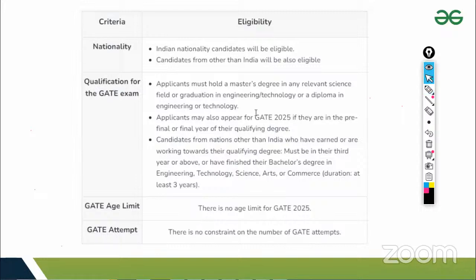Now Apurva is asking, sir, how will be the GFGTA course? I'm not getting this question. How will be the GFGTA course? It means what exactly is the GFGTA course you are asking about, Bharat?